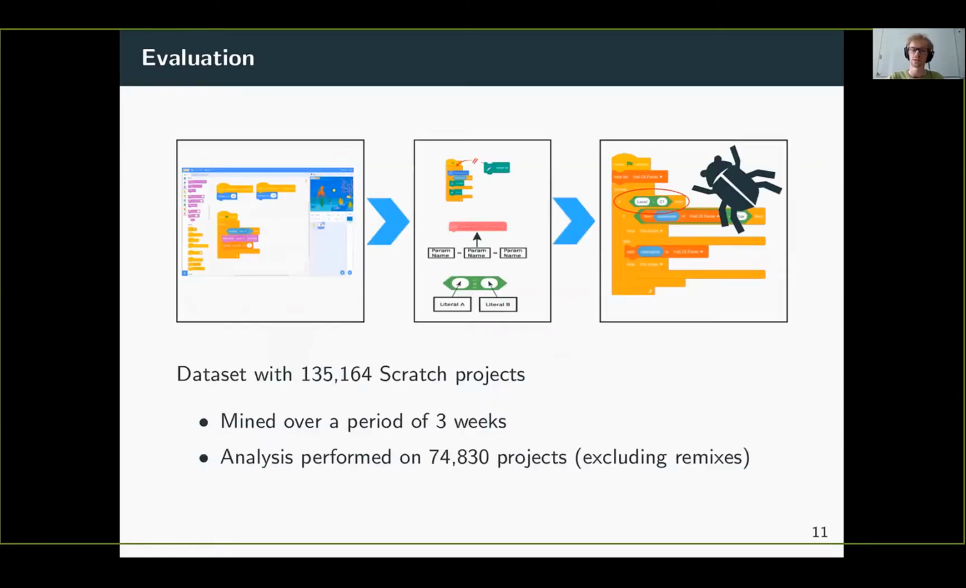To evaluate this, we assembled a data set with around 135,000 Scratch projects over a period of 3 weeks. And we excluded remixes to make sure that if we find a bug, it's actually a bug created by the program of the project and not inherited from some parent project. So around 75,000 projects remain.